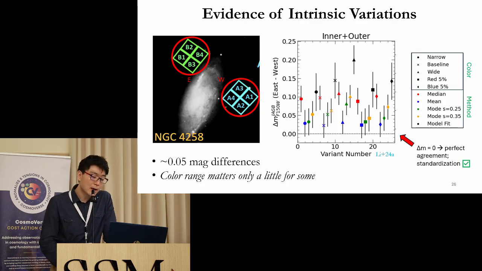Here on the right side, I'm showing the results. On the y-axis, we're showing the difference between the JGB measurements in those 2 fields, plotted as a function of the measurement variant. Again, there are 25 different measurement variants. Perfect agreement here would be consistent with 0, but we find that most of the measurement variants are in fact not quite consistent with 0, and this does seem to hint at some sort of intrinsic variations.